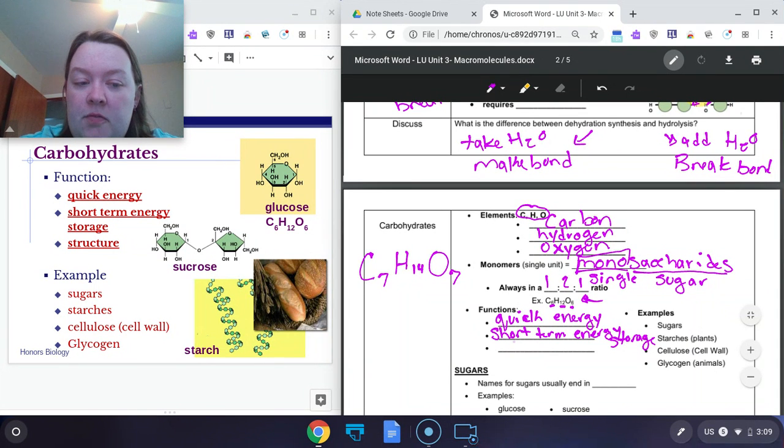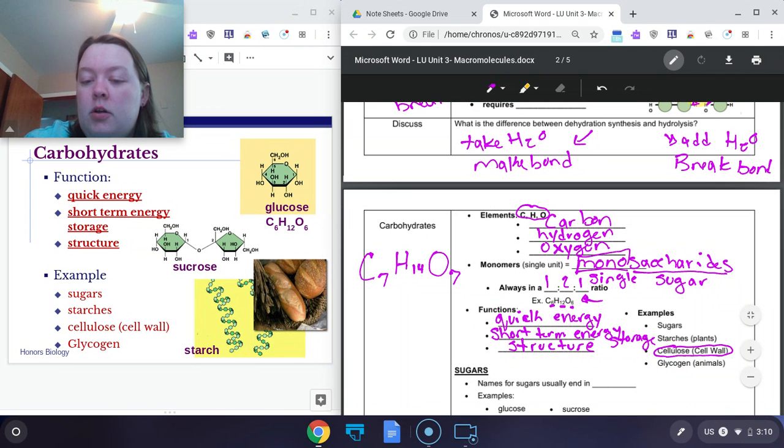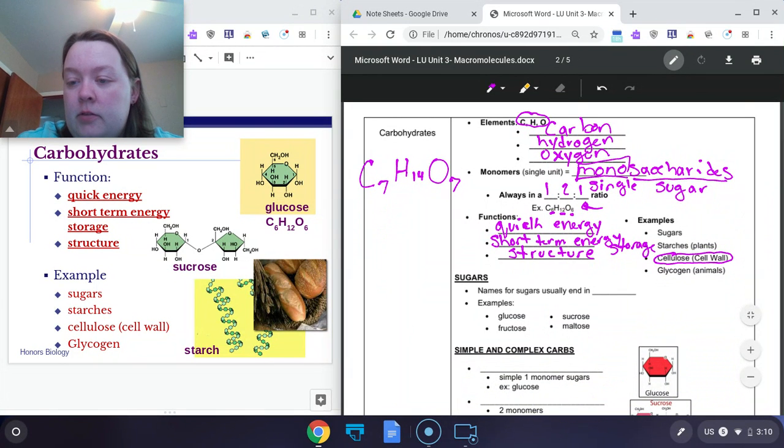And it also provides structure in cells. The cell wall in plants is made up of cellulose, and the cell wall is for structure in plants. Starch is found in plants. And in humans, the carbohydrate that we have is called glycogen.